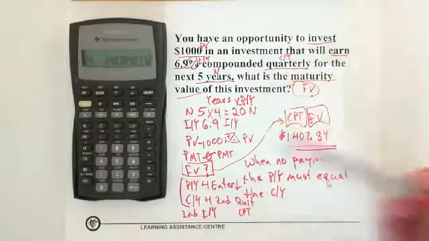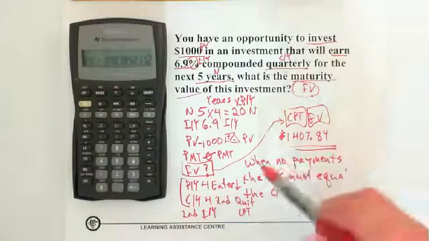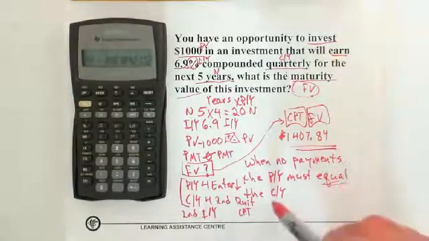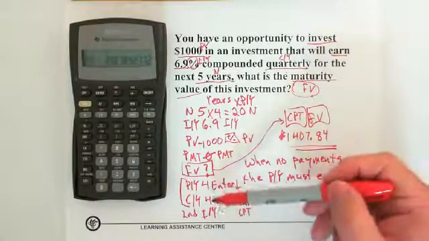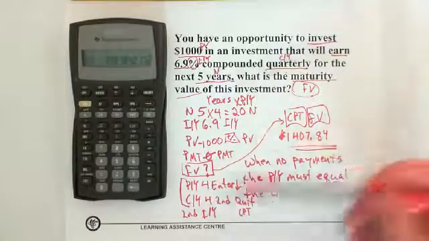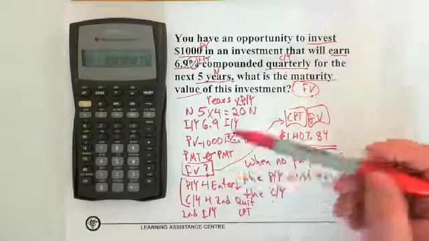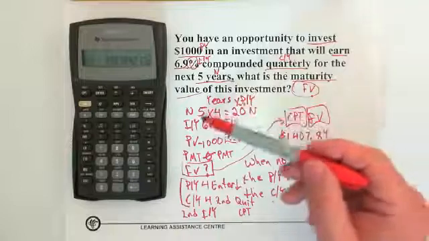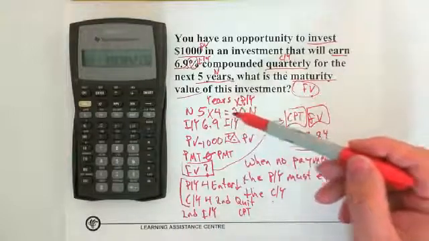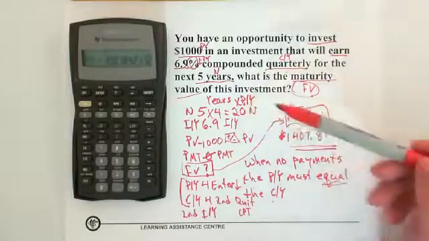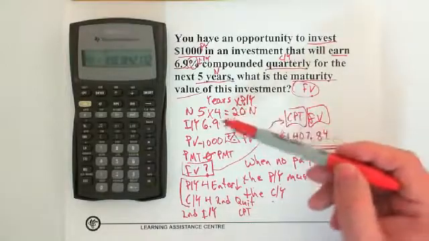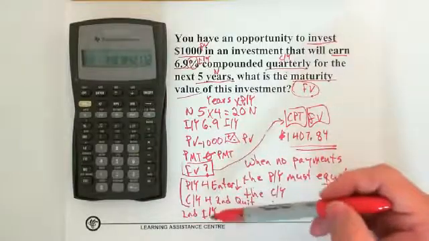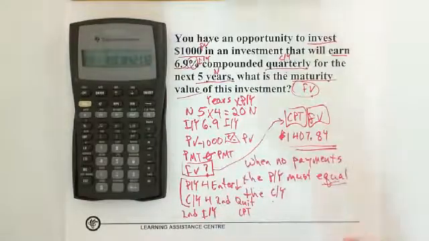And then we have to remember that since there's no payments, the PY must equal the CY. So then PY also had to be 4. And then once we put the 4 for the PY, we could figure out N by multiplying years times the PY. So 5 times 4 gives us 20N. So then once we had all that, we just entered the numbers, entered the PY and the CY, and found our future value.